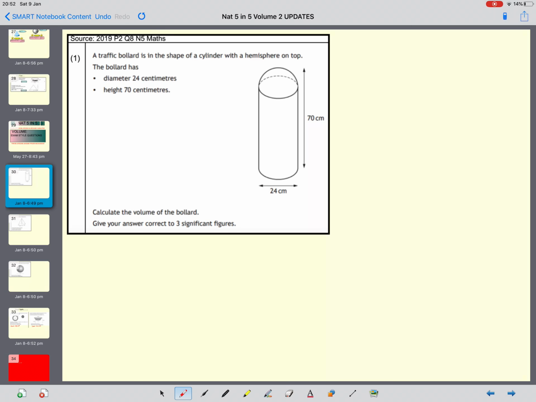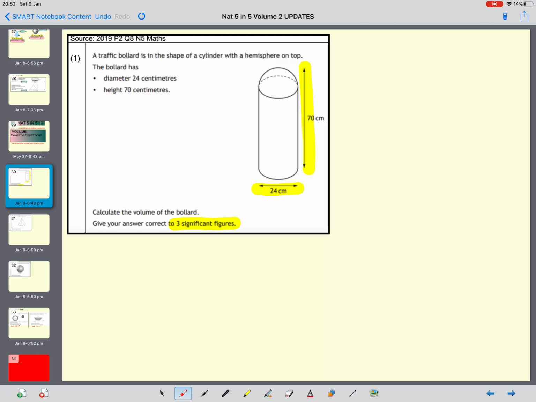A traffic bollard is in the shape of a cylinder and a hemisphere on top. The bollard has a diameter of 24, so here's your 24 here, and it's got a height of 70. Calculate the volume of the bollard, give an answer correct to 3 significant figures. So we have to remember to do that at the end. Now the one thing people will go wrong with here is picking out the wrong dimensions.